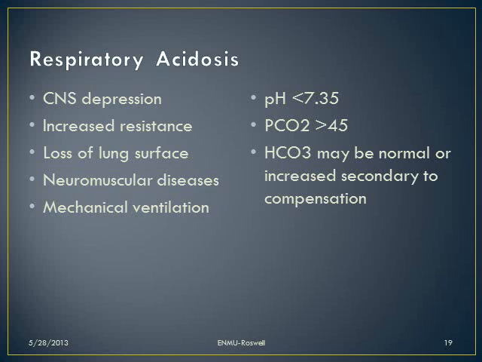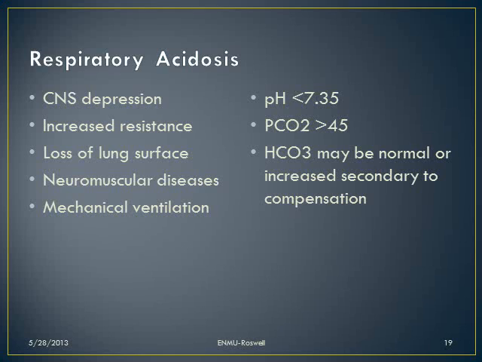CO2 is going to be greater than 45 because that's high, right? Because normal CO2 is 35 to 45. We're greater than 45. So a low pH and a high CO2 indicates to us that it's respiratory acidosis. Bicarb may be normal if it's not compensating yet. However, if we do have compensation, it's going to be increased because we're going to see the bicarb levels rise to try to bring us into a normal pH value. That makes sense? The bicarb is going to try to counteract the CO2.